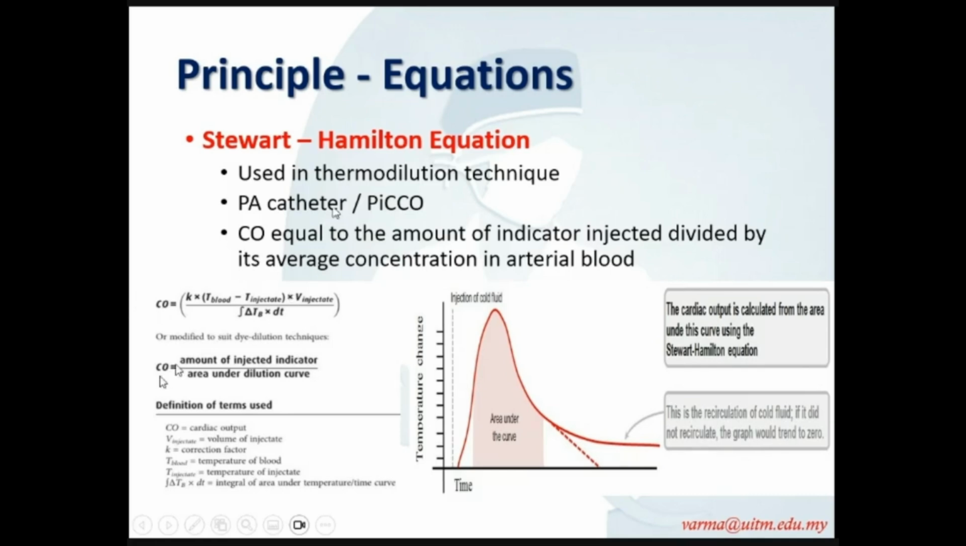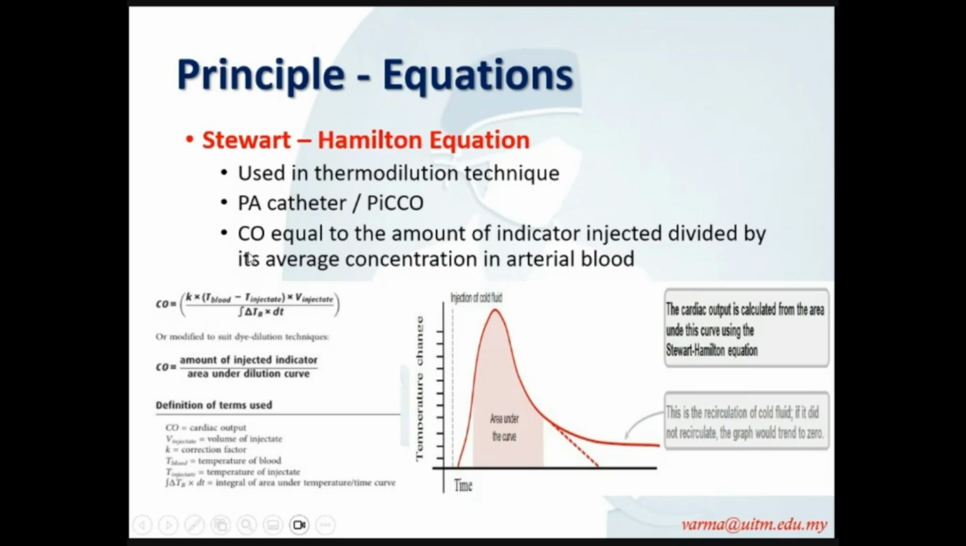Cardiac output equals the amount of injected indicator divided by the area under the dilution curve. The indicator is your cold saline here. How we do that is you have a correction factor times the temperature of the blood minus the temperature of the injected, times the volume injected. Let's say you inject 20 mils. The temperature of the blood will be picked up by the machine, and the temperature injected will also be picked up by the machine, and then the temperature change will give the area under the dilution curve, and then you get the cardiac output.